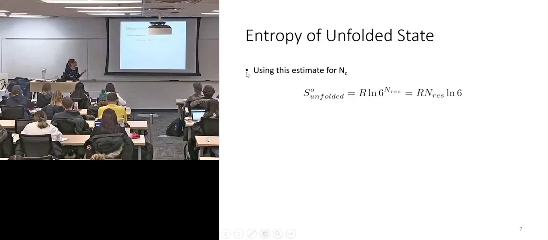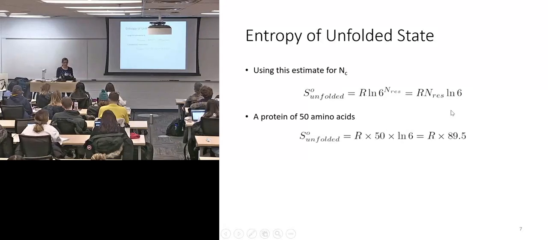Okay, so this was our estimation for the number of conformations of the unfolded protein, 6 raised to the number of residues, and we can rearrange this based on logarithms. Okay, if we have a protein that's 50 amino acids long, we have R times 50 times the natural log of 6.